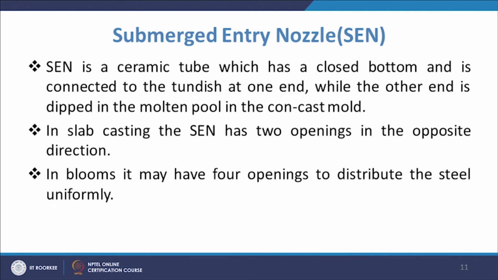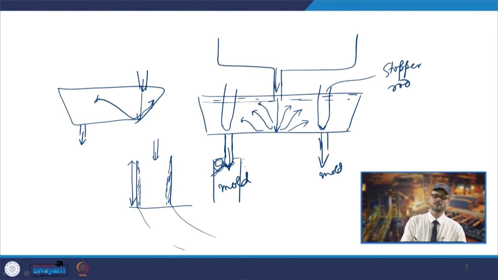Depending upon what you are casting, you may have either 2 openings or 4 openings to distribute in the steel, because from there it will come. Normally, if you look at the liquid, it will go and then move like this. It will strike here, some will go up and some will go down. Like that, liquid metal will come, and you will have a loop also formed here in many cases.